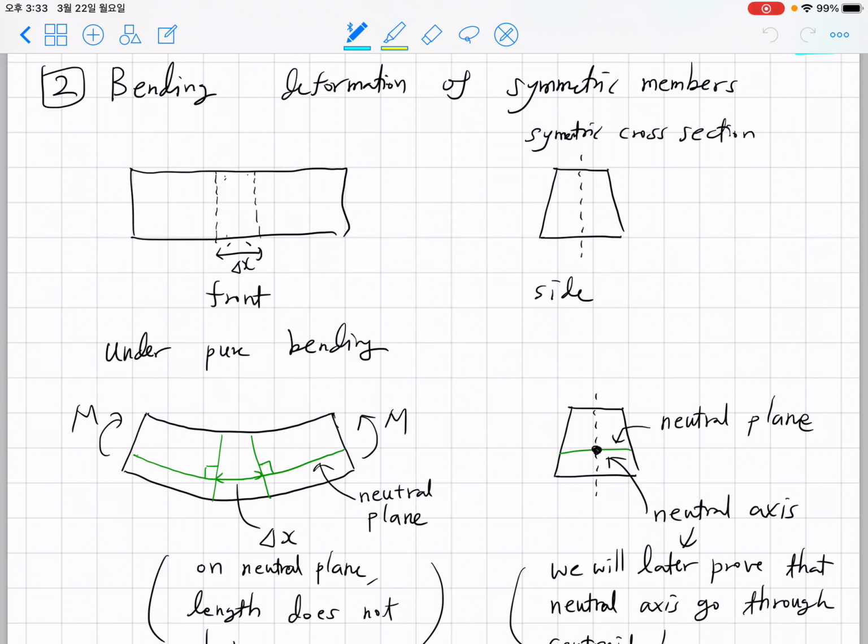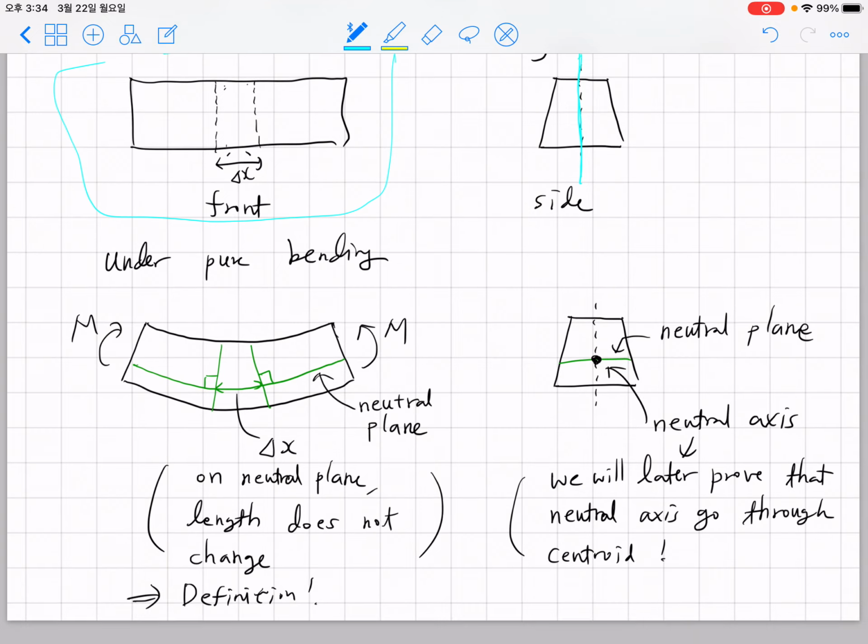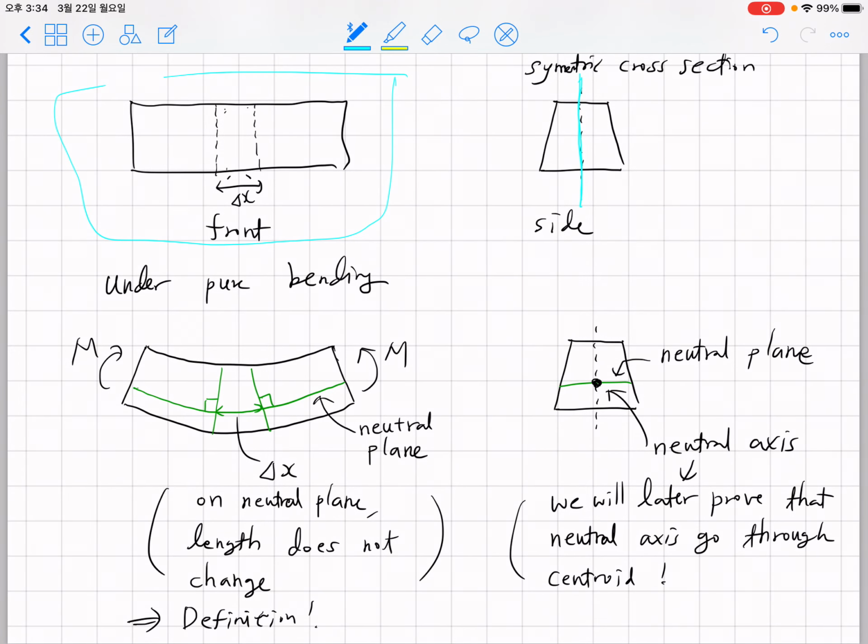In the second part of today's lecture, we'll discuss the characteristics of bending deformation of symmetric members. What do I mean by symmetric members? I mean, when we have a long aspect ratio beam and we consider the cross section of this beam, the cross section must be symmetric with respect to the plane that is orthogonal to the neutral plane. And what is the neutral plane? The neutral plane is the plane where we don't expect any length change.